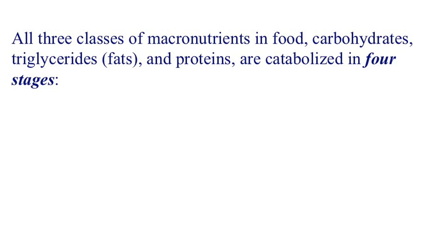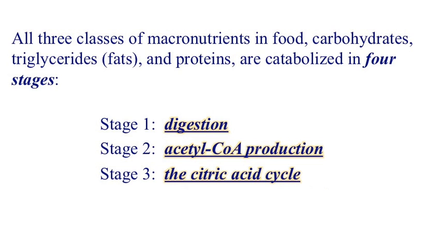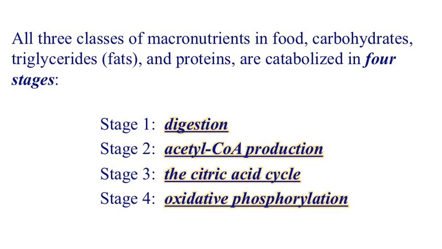All three classes of macronutrients in food, carbohydrates, triglycerides, and proteins, are catabolized in 4 stages: digestion, acetyl-coenzyme A production, the citric acid cycle, and oxidative phosphorylation. For those of you who are following this video using the fill-in lecture notes, click pause and complete these fill-ins.